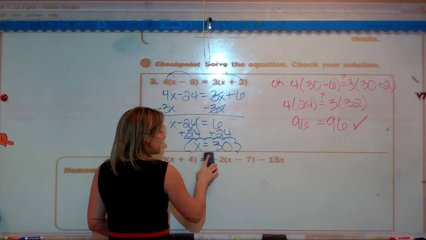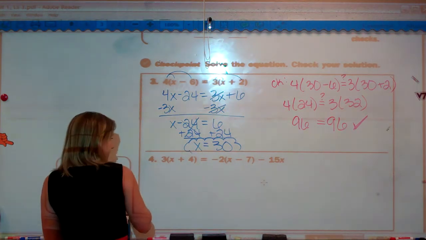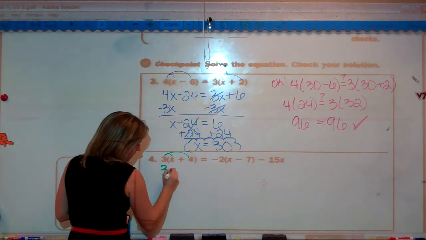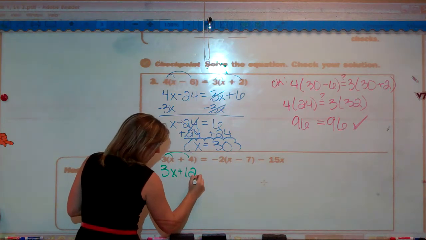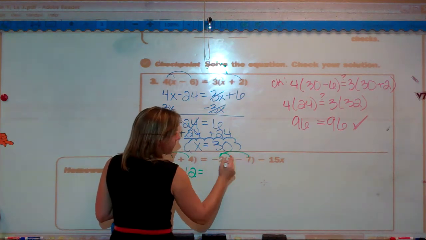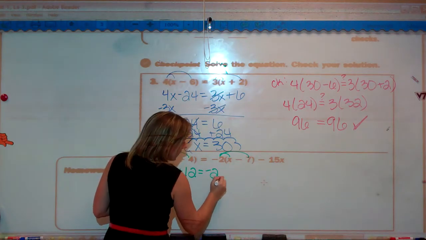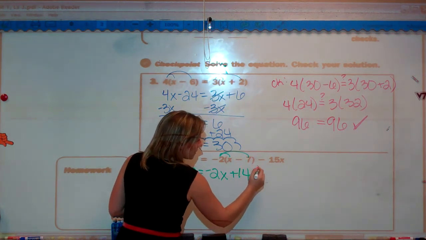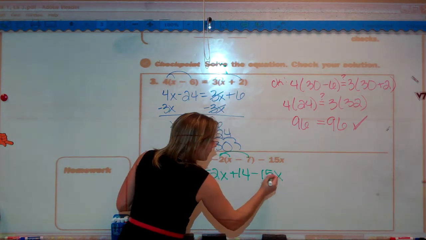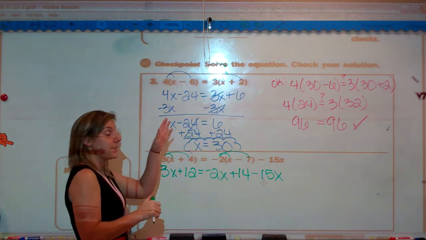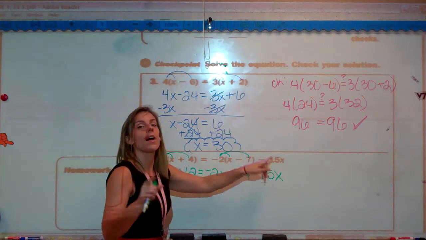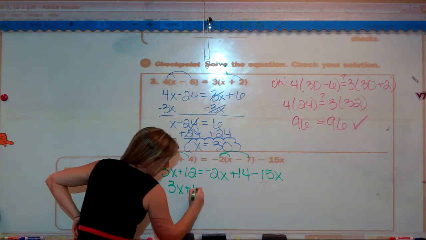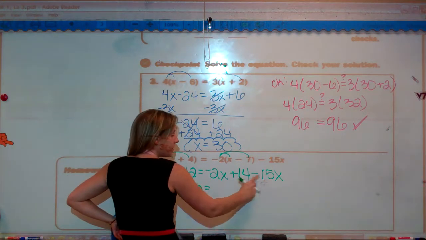Now we've got to go through the same type of thing for this last one. Let's distribute. Now just be careful when you distribute. It's a negative 2. So that's negative 2x, but negative 2 times negative 7 changes to plus 14. Okay? This one's a lot like the example above where you need to simplify before you start moving variables around. So we get 3x plus 12 equals, put these two together.